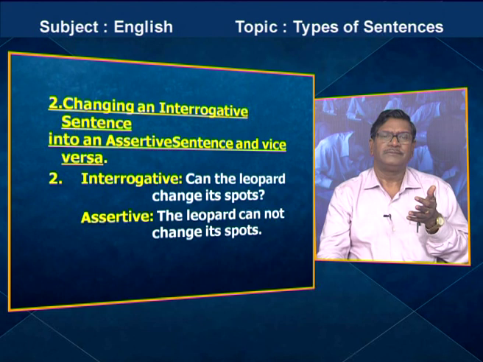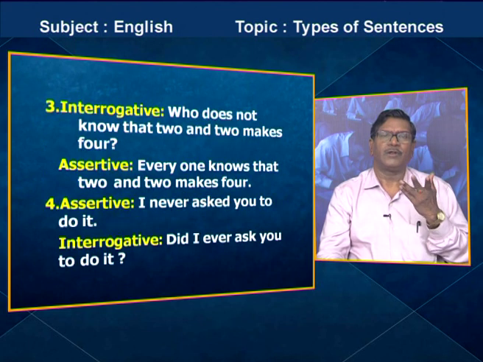The leopard cannot change its spots. So, let us see some more examples. Interrogative. Who doesn't know that 2 and 2 makes 4?